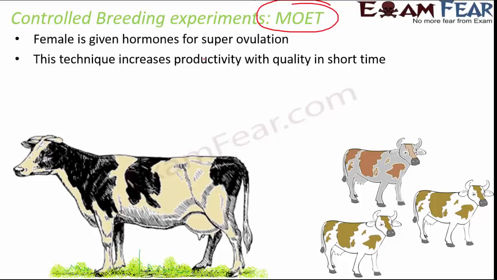A female is given hormones for superovulation. Let's say that normally a female gives 1 or 2 eggs, but when given special hormones, she will give a multiple number of eggs. So as a result, what will happen? The productivity will increase with quality in a short time. This is basically to increase the production of superior organisms. So earlier if there were 2 eggs, you would get 2 organisms, now you might get 12. That is what is done in MOET.